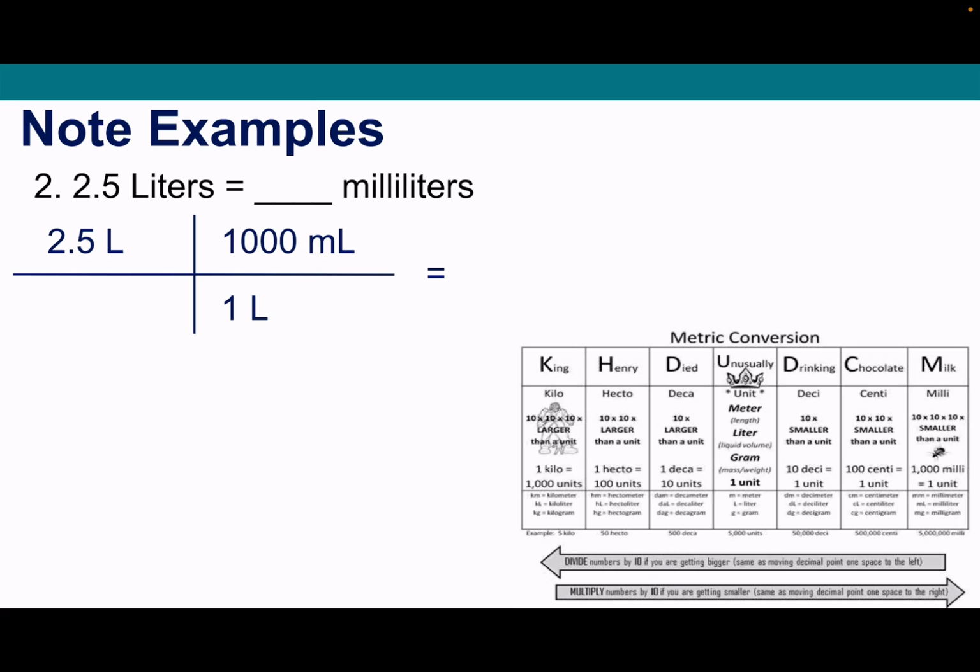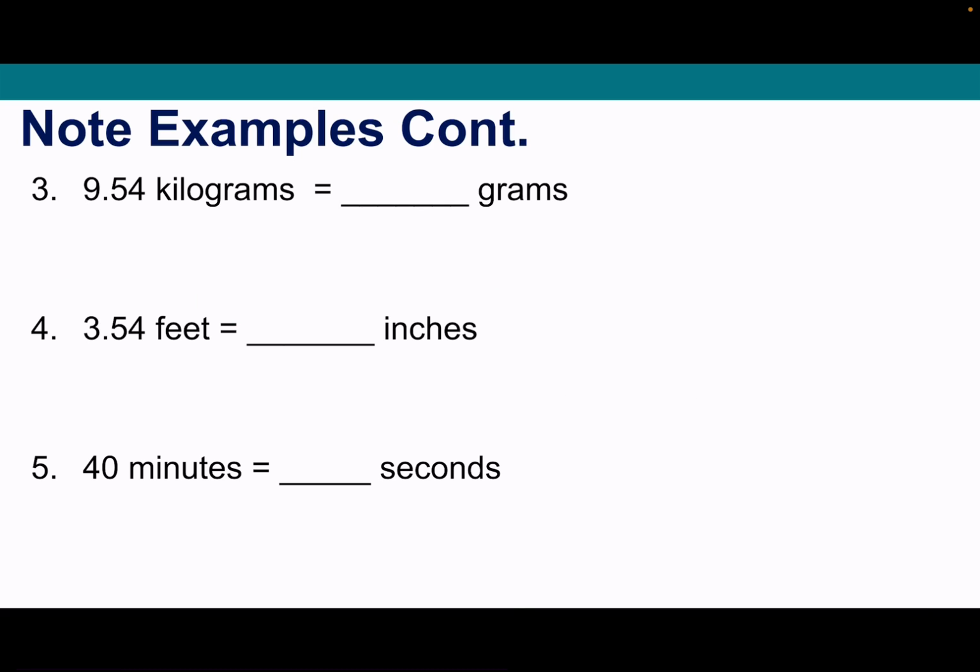To calculate, multiply everything on the top together, get an answer, and then we're going to divide by everything on the bottom multiplied together, which in this case is just 1, so we get 2,500 milliliters. Okay, pause and maybe complete 3, 4, and 5 on your own. Not all of these are metric units, but these are common conversions that you should know.